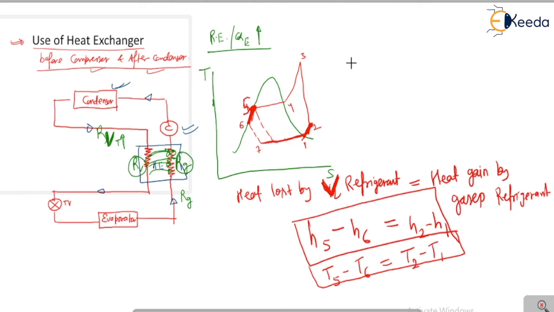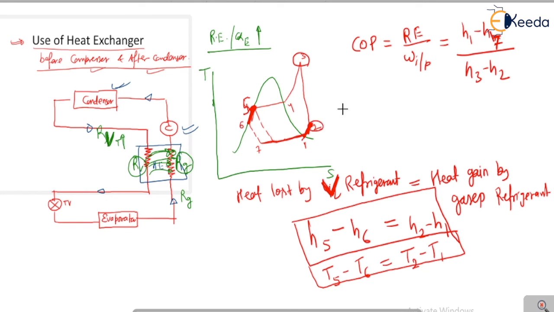So my dear friends, you can also write the COP value. That means COP is equal to RE upon work input. What is the value of RE? The RE value is nothing but H1 minus H7, divided by H3 minus H2. This H3 minus H2 and here H1 minus H7. This is the COP for this cycle.